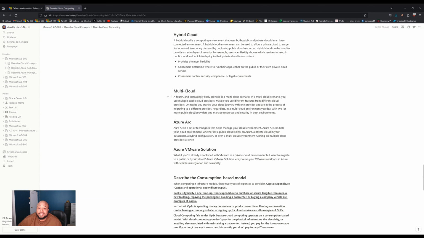A fourth and increasingly likely scenario is a multi-cloud scenario. In a multi-cloud scenario, you use multiple cloud providers. Pretty much it. Maybe you use different features from this one and different things from that one, or maybe you started your cloud journey with one and are in the process of migrating to a different one. Regardless, in a multi-cloud environment, you deal with two or more.